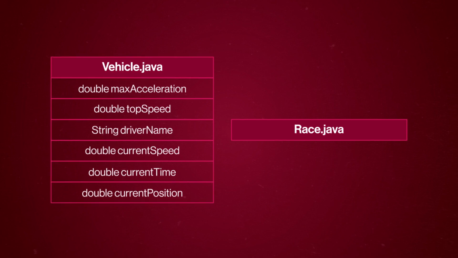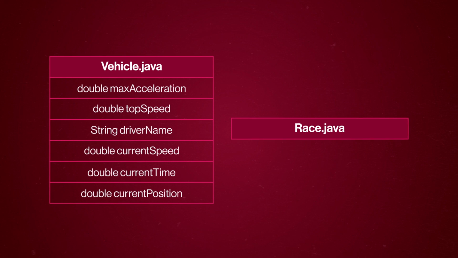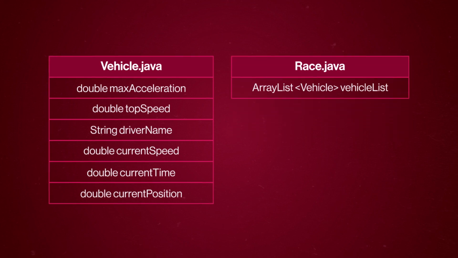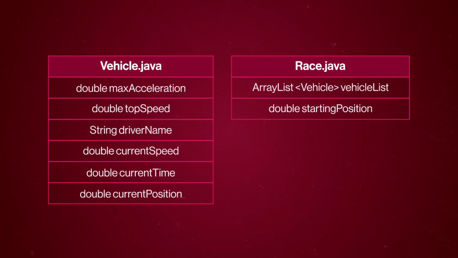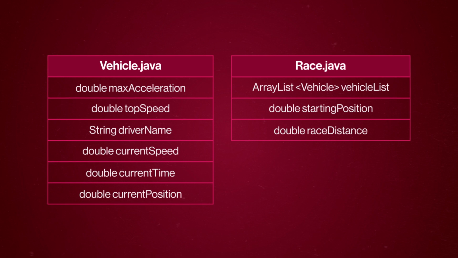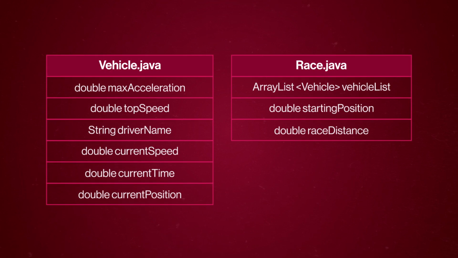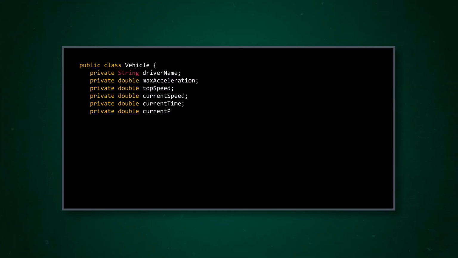Because our vehicle class is so jam-packed with information, our race class can be fairly simple. We'll include a list of vehicle objects participating in a race, their starting position, and the total distance of the race, since we're assuming that everyone is just driving in a straight line from start to finish. All of those things will be important to help us calculate a winner. Now it's time to get coding.